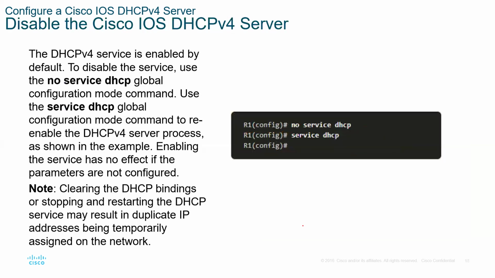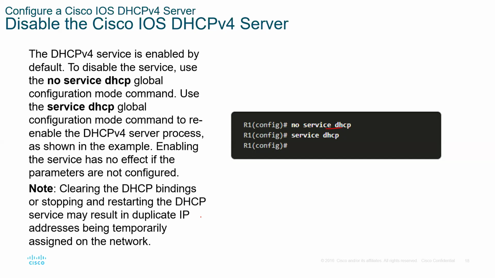Right. Disabling the Cisco IOS DHCP server. By default, DHCP is enabled. Sometimes, if you want to disable it, it's a very simple process: no service dhcp. So if you want to disable DHCP, just use the no service dhcp. We also have things to do with clearing bindings, stopping, or restarting the DHCP server. It has its own consequences. What are those consequences?